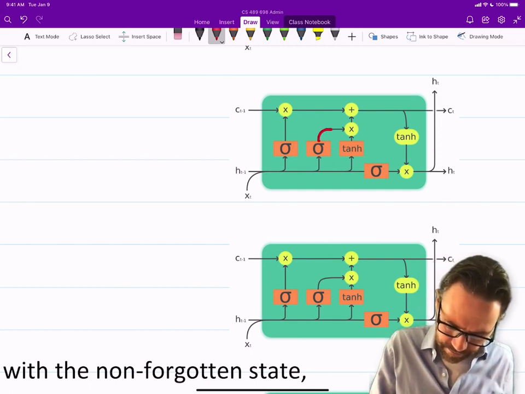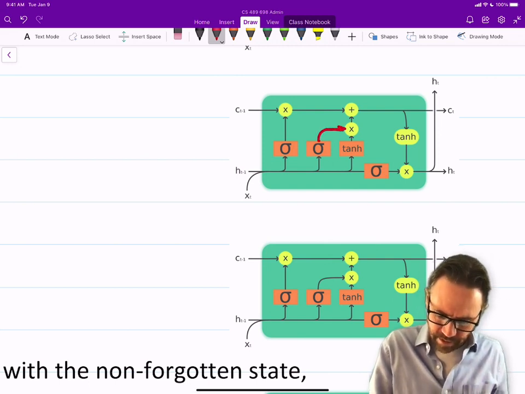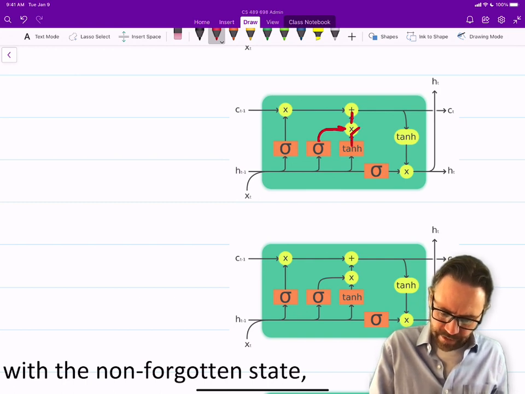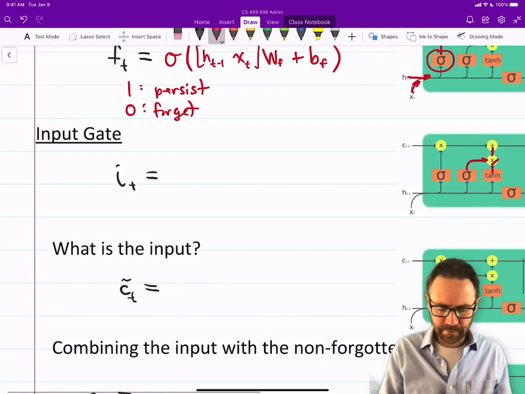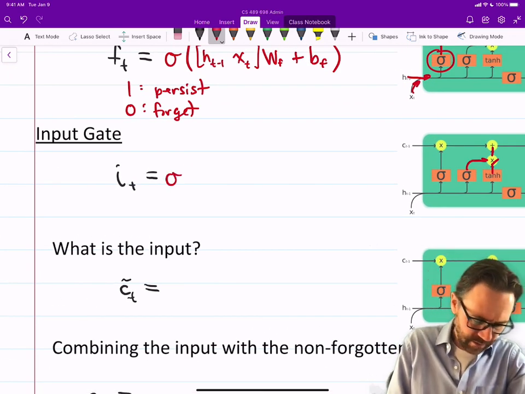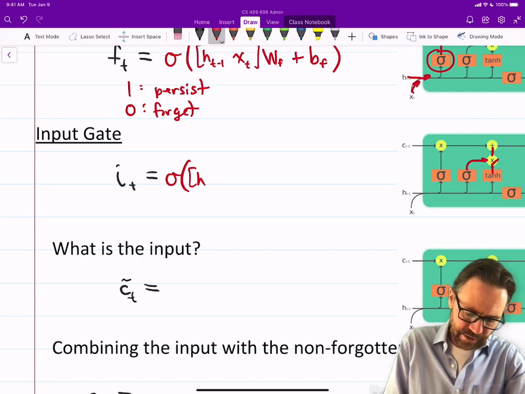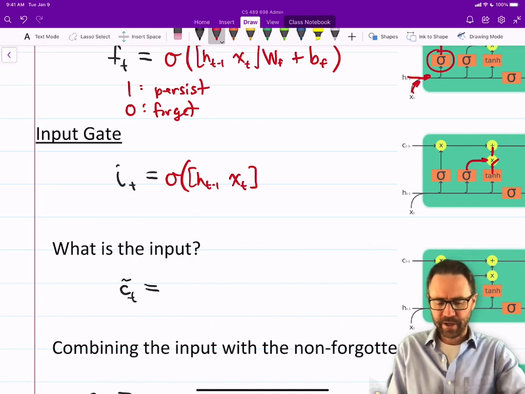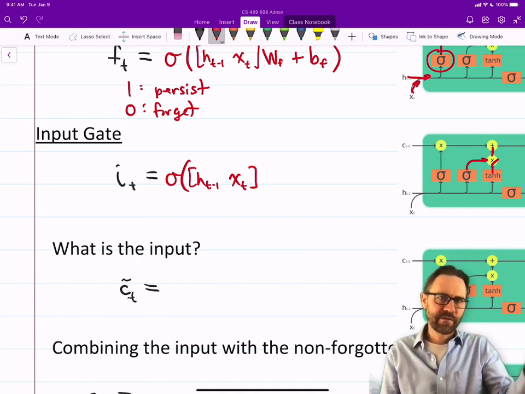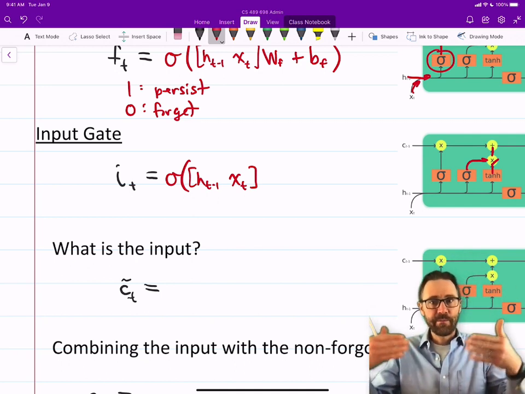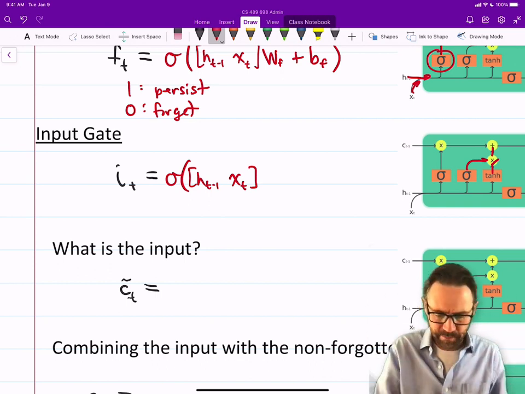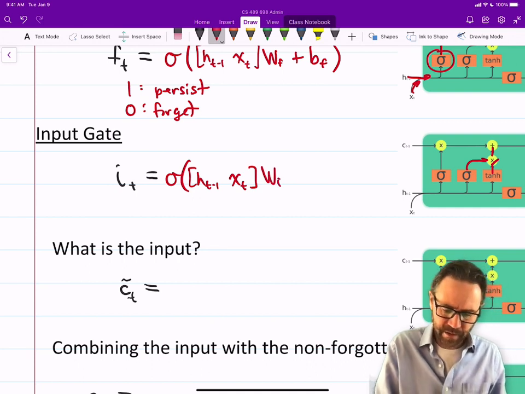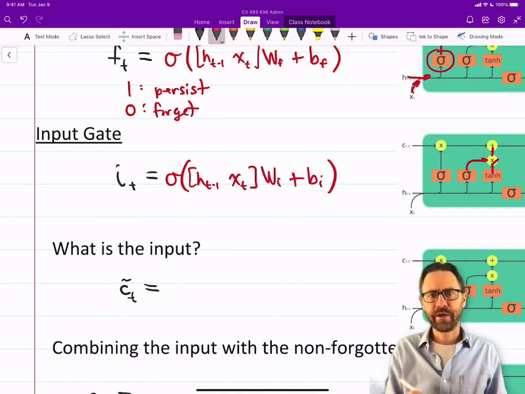So we're going to determine to what extent the information gets through that gate. So the input gate is logistic, again, h_{t-1}, x_t. This is basically taking the h from the previous time step and the x is the input to this time step, creating one long input vector. That's being multiplied by some connection weight matrix, W_i, and plus some bias for the input gate.